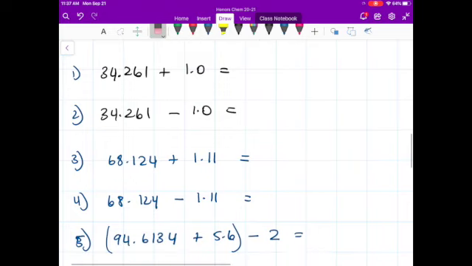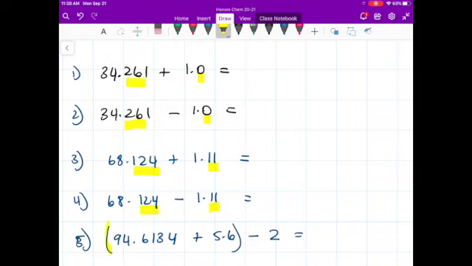All right. So I want you to do each of these. Now these are all addition and subtraction, so remember the rule for addition and subtraction. In addition and subtraction, you can only be as significant as your smallest decimal place. So this one would have to stop at 1 decimal place. This answer would have to stop at 1 decimal place. This answer would have to stop at 2 decimal places. This answer would have to stop at 2 decimal places.